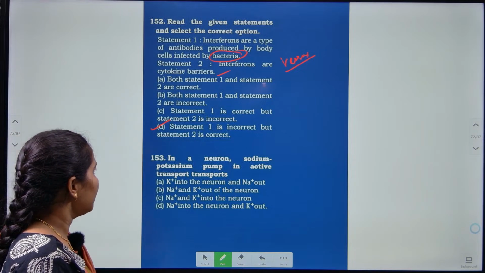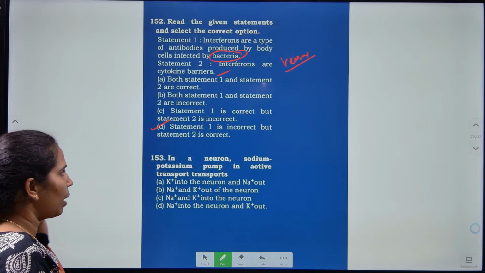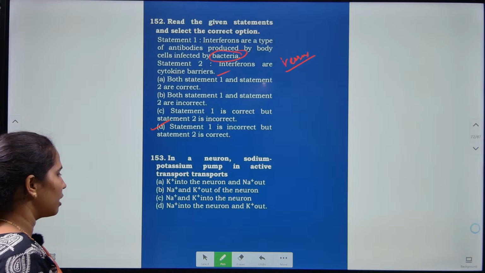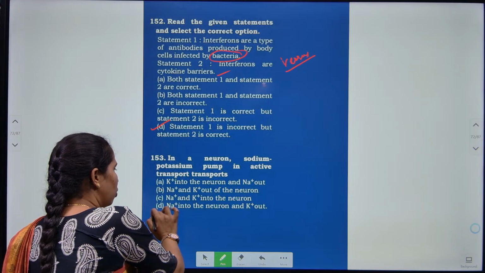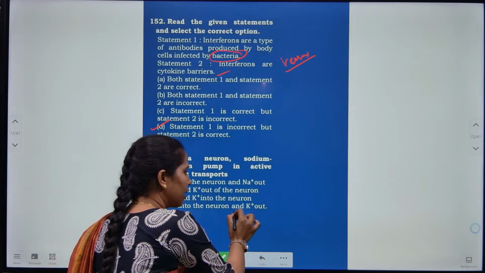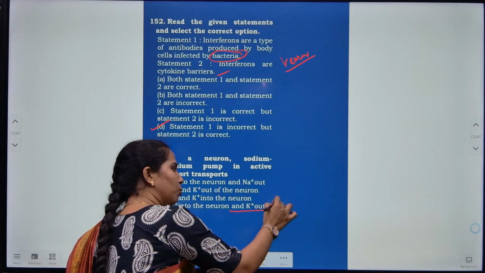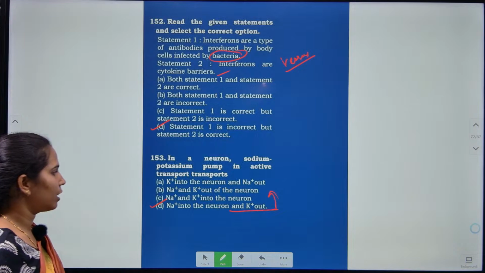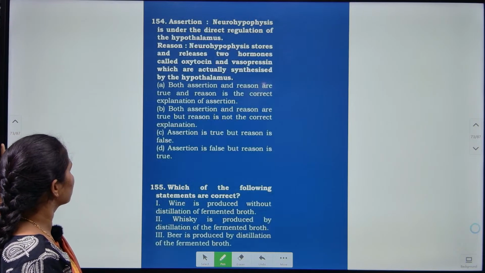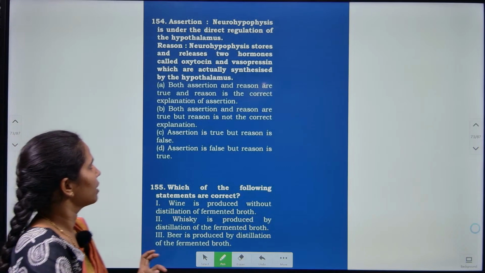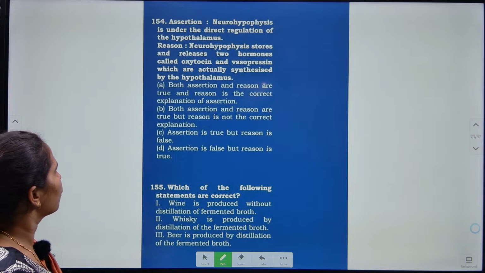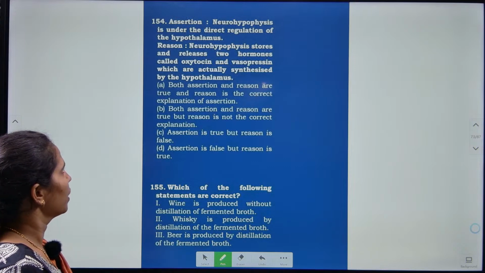Now here in a neuron, the sodium potassium pump actively transports, and it is a direct question here, where the sodium, that is Na plus ions, move into the neuron, and the K ions, that is potassium, move out of the neuron, that is in the axon, on the membrane of the axons, to maintain the polarity.